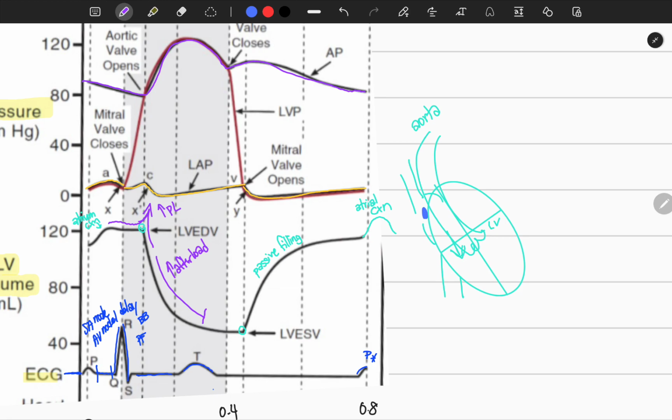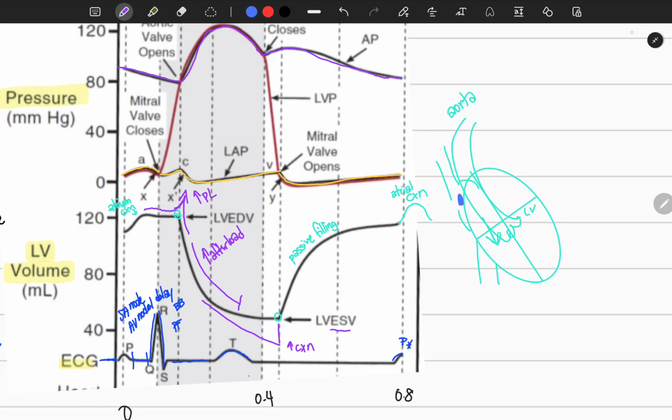If you increase contractility, it's going to cause the end systolic volume to be much lower. It's going to cause it to go down much lower, because you're not going to have as much blood after that contraction since you increased the contractility. You're not going to have as much blood sitting in your ventricle as residual.